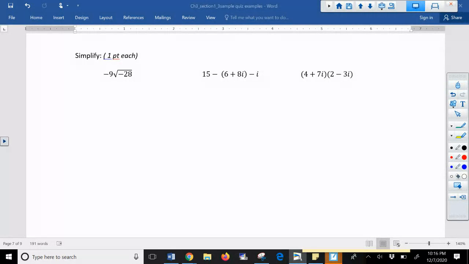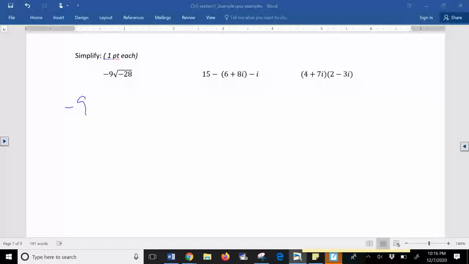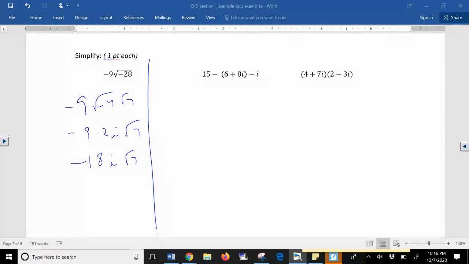So the first one, -9 times the square root of -28, which has a -4 in it, times 7. So that's -9 times 2i, very similar to the last problem, -18i radical 7. So that's the first one.